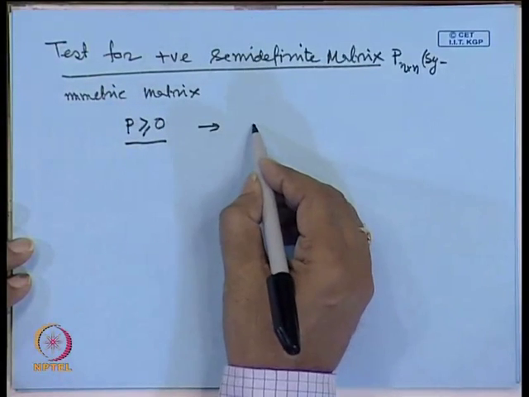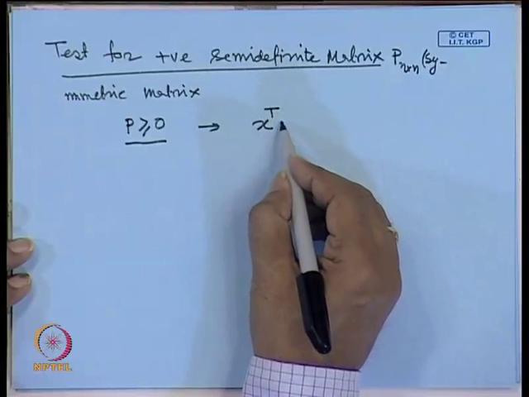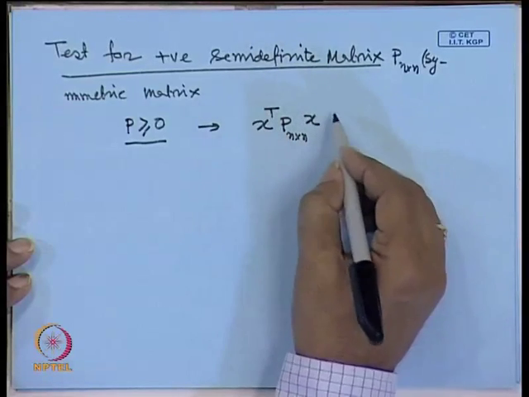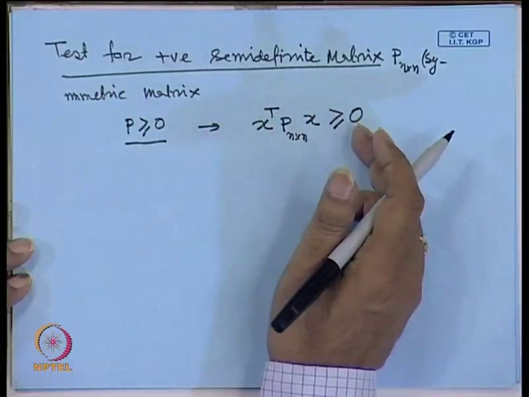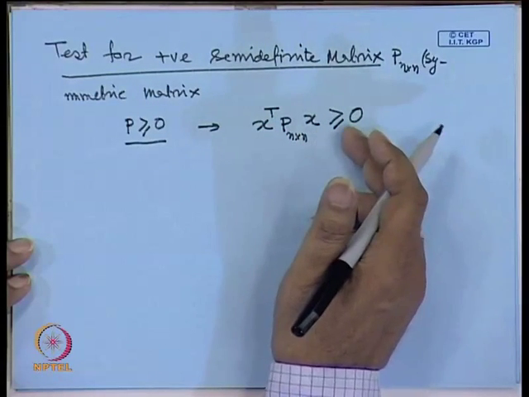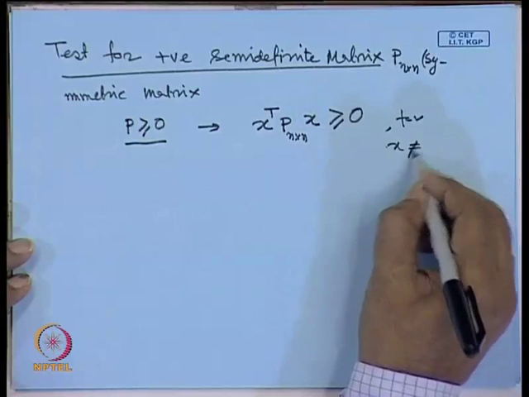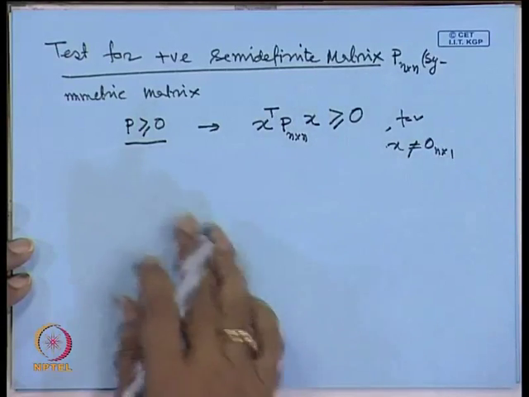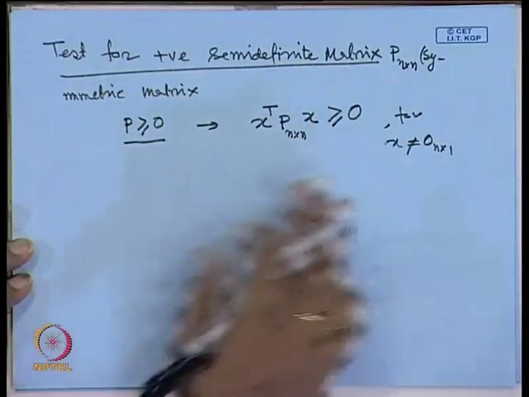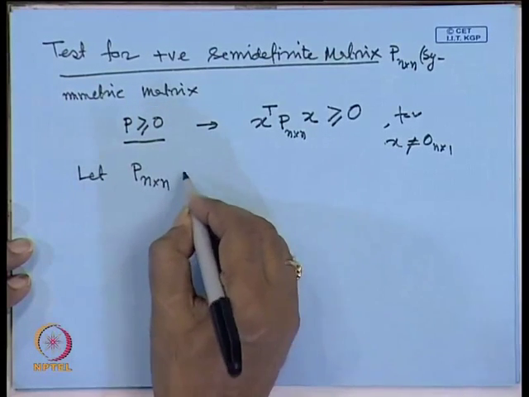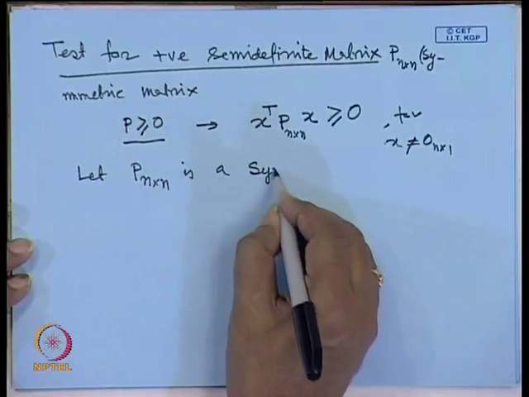In other words, you form a quadratic function with P and any vector x, and its value, this scalar value, is always greater than or equal to 0. Its value may be 0 for x equal to the null vector, and for other values of x it is greater than 0, for x not equal to null vector. So, this test, how will you do it? The Sylvester criteria tells that let P be an n cross n symmetric matrix.